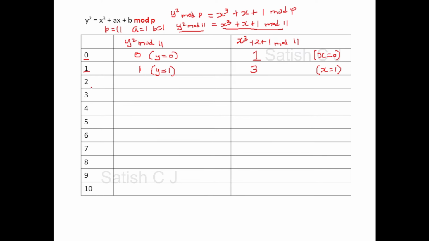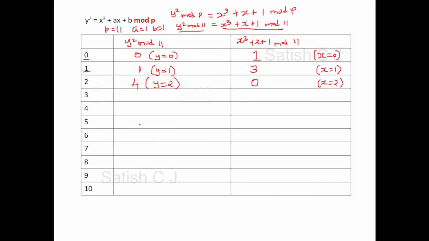So let's go to the next element 2. So when you substitute y to be 2 here, it's 4 mod 11. The output is going to be 4. What is the value of y we have taken? Y is equal to 2. Likewise, you substitute the value of x to be 2 here. So when you have x to be 2, it's going to be 2 cube plus 2 plus 1. That is 11 mod 11. So you're going to get the output as 0. Because 11 mod 11, the remainder is 0. This is when x is equivalent to 2.